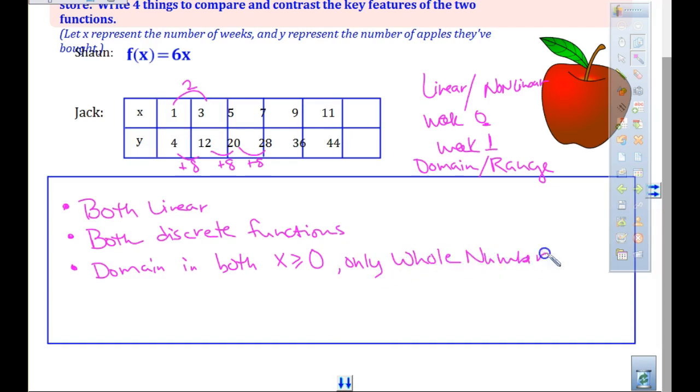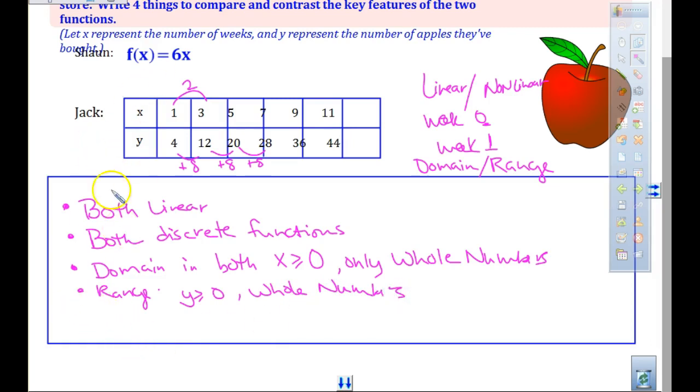And now we're looking at our range. So on the test, I think I will tell you, tell me 2 things about each of these. So as much information as you can give. And the range in this case would still be y greater or equal to 0. And we're still talking about just whole numbers, right?